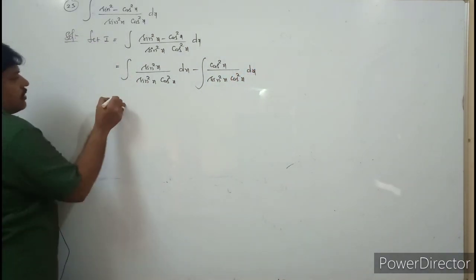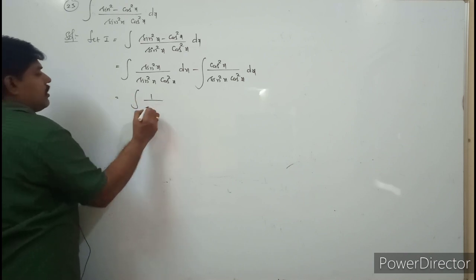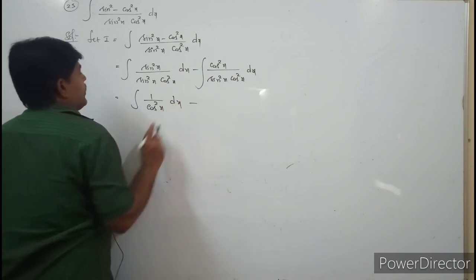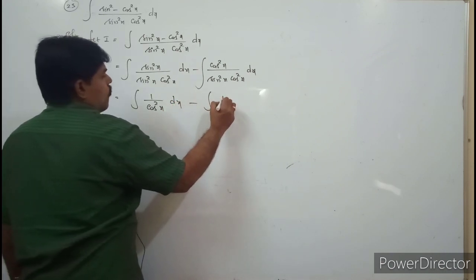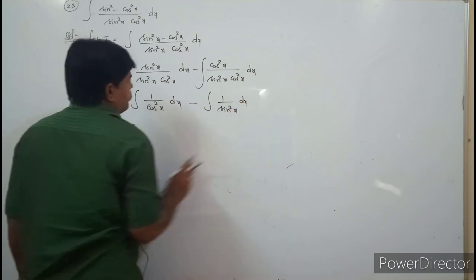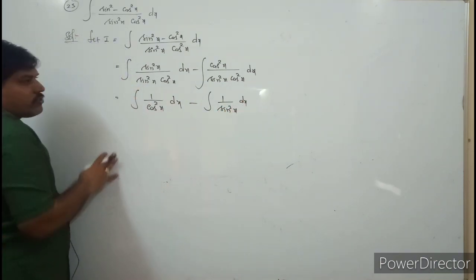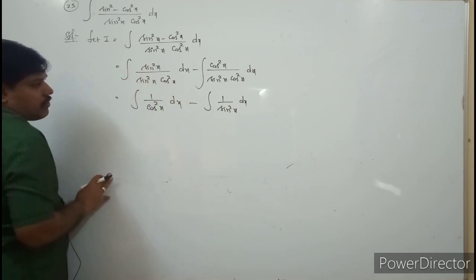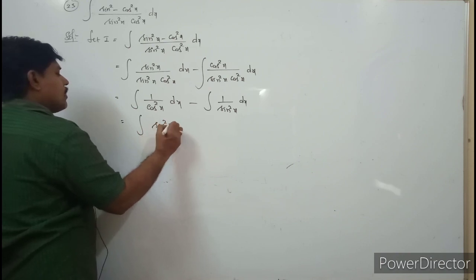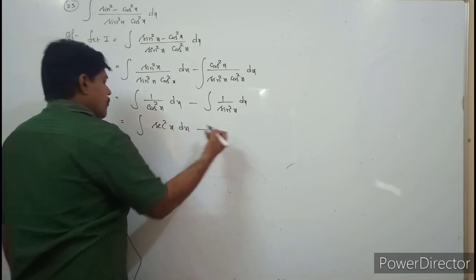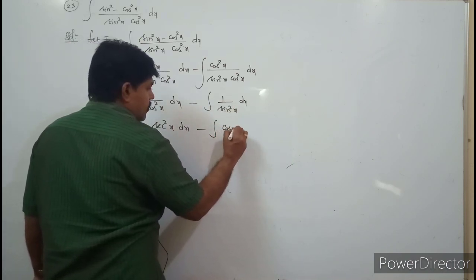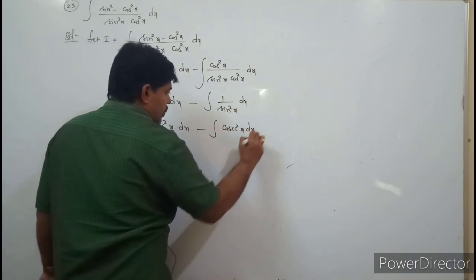So that is equal to integral of 1 by cos square x into dx minus integral of 1 by sin square x into dx. So sin square will be cancelled, it will be cos square. That cos square will be cancelled, 1 by sin square. Integral of 1 by cos square is nothing but secant square x into dx, minus integral of 1 by sin square is nothing but cosecant square x into dx.